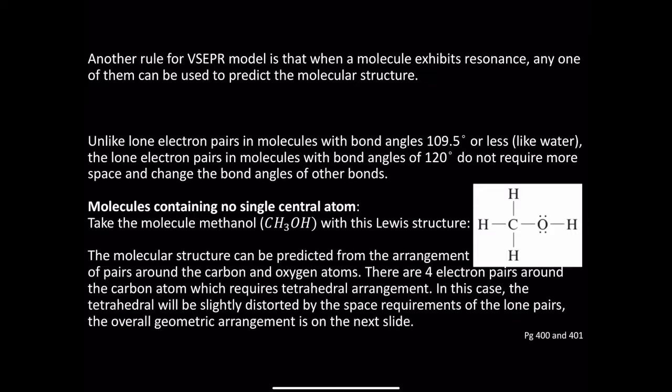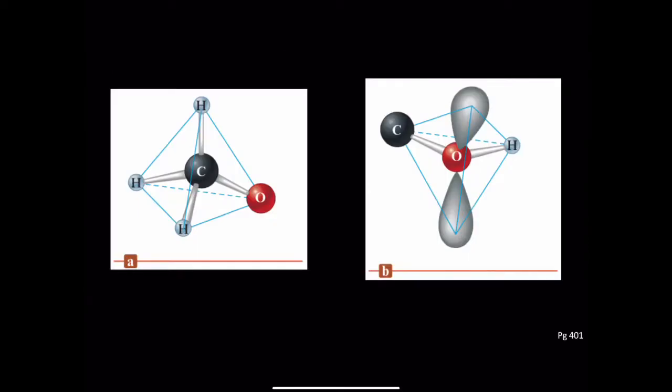So each of those bonds with hydrogen and oxygen, those are all 4 electron pairs in total around the carbon atom, which requires a tetrahedral arrangement. But in this case, the tetrahedral will be slightly distorted by the space requirements of lone pairs. So the overall geometric arrangement looks like this. Okay, so we get mostly tetrahedral, but those lone pairs on oxygen make it a little bit bent.